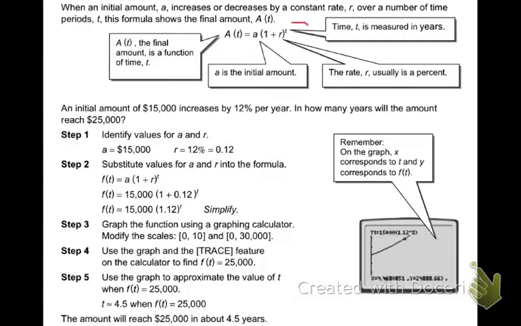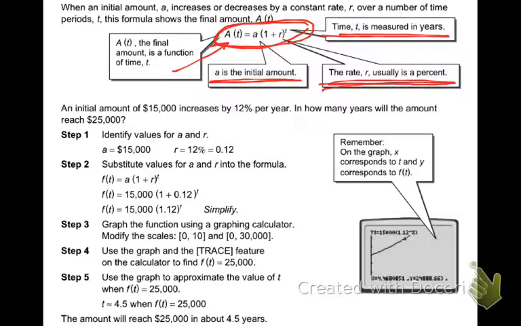Okay, so here's our formula, and don't worry, it's not near as confusing as it looks. A of T, the final amount, is a function of the time T. So again, this is what my final amount is going to be. A is the initial amount. What does it mean to be the initial amount? What's another word for initial amount? Starting amount. What I'm going to start with. Okay, initial amount is what I'm going to start with. The rate R is usually a percent, like 10%, how much I'm increasing or decreasing. And then time T is measured in years. So again, nothing out of the ordinary here that we haven't seen.